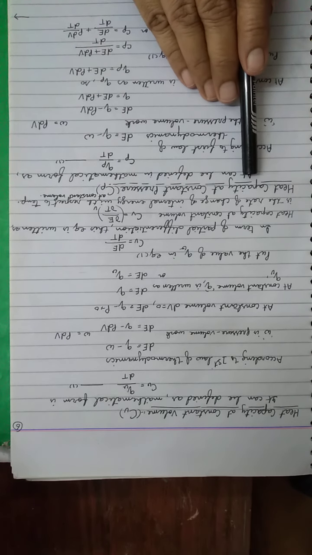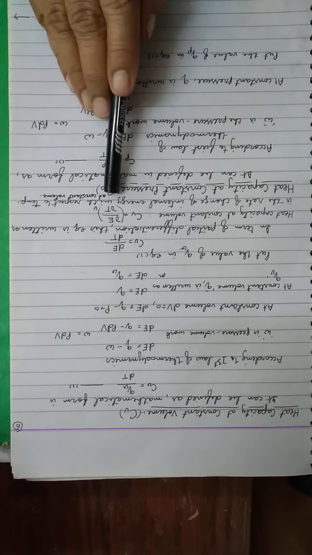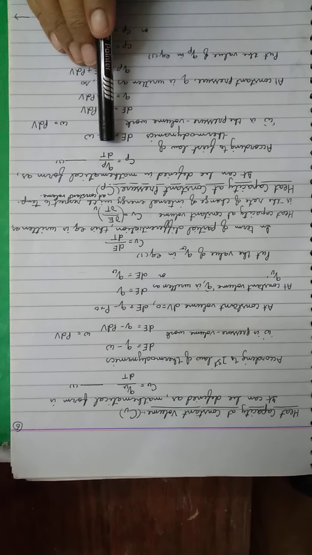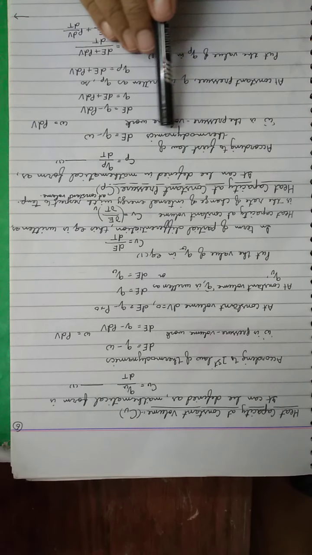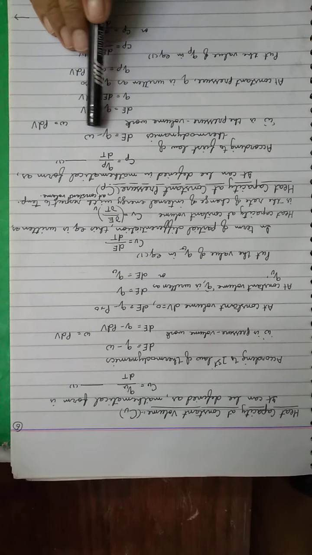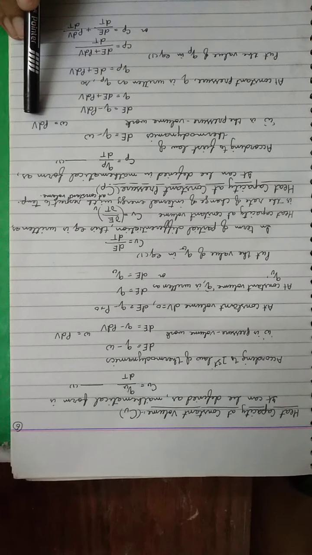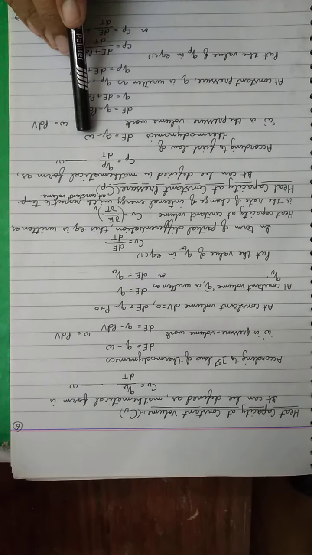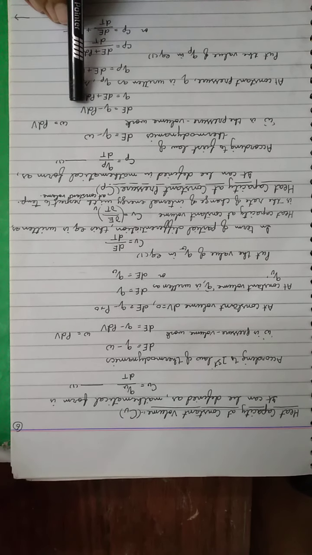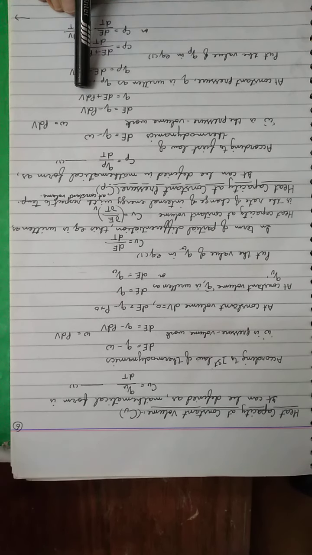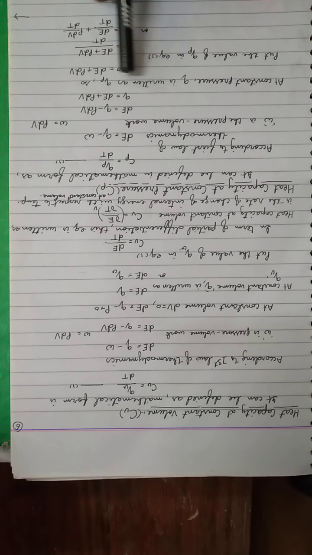Next we come to the heat capacity at constant pressure, Cp. Mathematically it can be written as Cp is equal to Qp by dT. According to the first law of thermodynamics, dE is equal to Q minus W. As we know, W is the pressure-volume work, so W is equal to PdV. Write PdV in place of W. dE is equal to Q minus PdV. Q is equal to dE plus PdV. At constant pressure, Q is written with subscript P. Qp is equal to dE plus PdV.